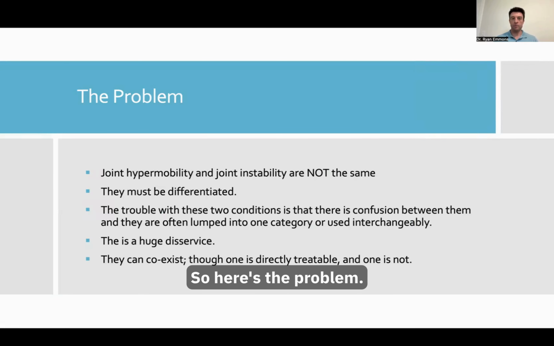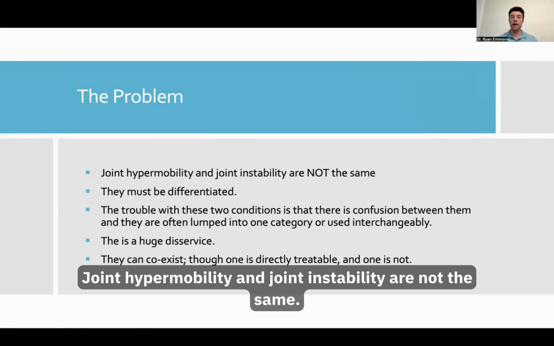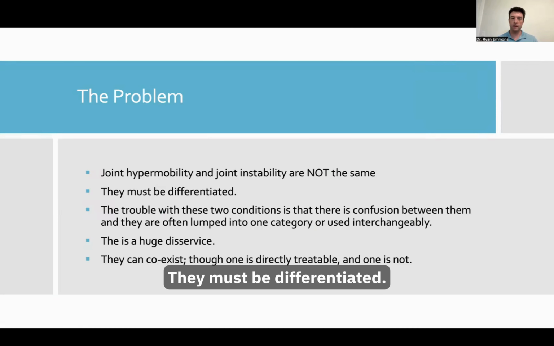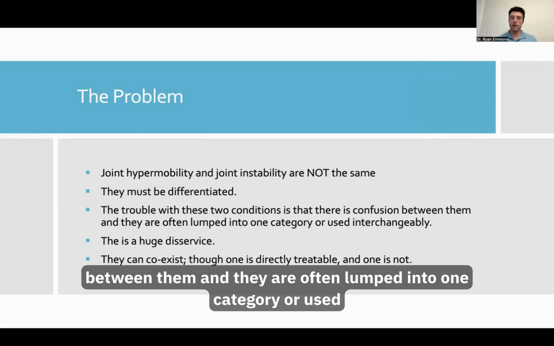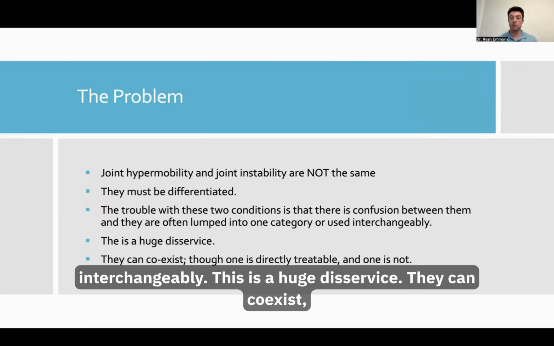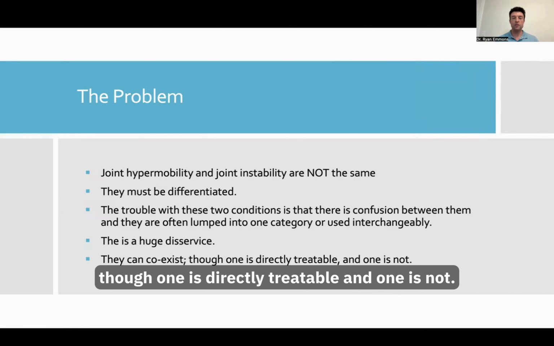So here's the problem. Joint hypermobility and joint instability are not the same. They must be differentiated. The trouble with these two conditions is that there is confusion between them, and they are often lumped into one category or used interchangeably. This is a huge disservice. They can coexist, though one is directly treatable and one is not.